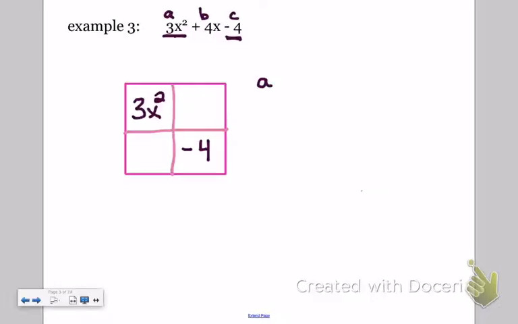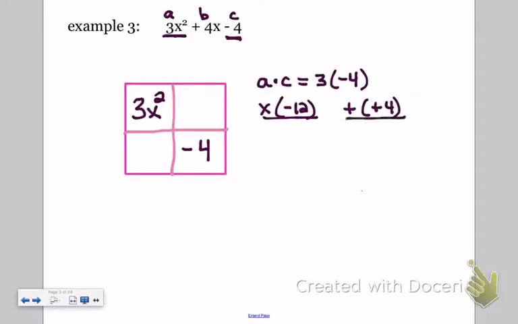So on the side, we multiply a times c. That is 3 times negative 4. So we're looking for factors that multiply to negative 12, but add to our b term, which is positive 4. Factors of negative 12 are 1 and negative 12, negative 1 and positive 12, 2 and negative 6, negative 2 and positive 6, and I can actually stop there because when I add those two, I get positive 4.